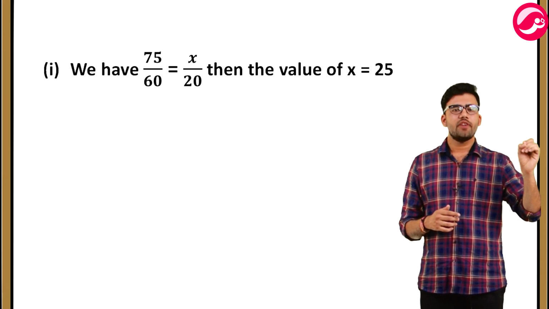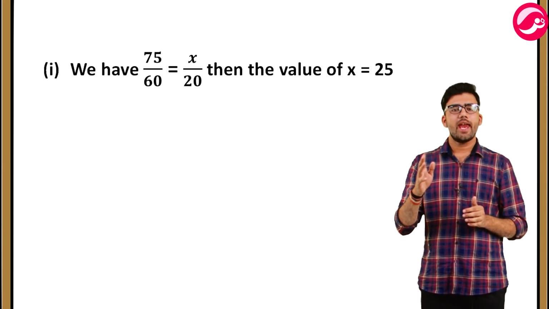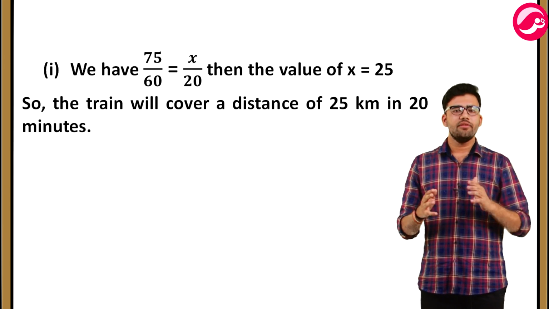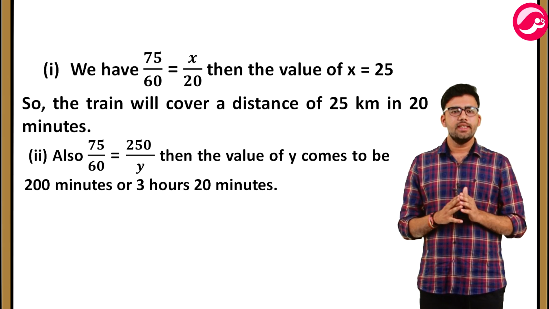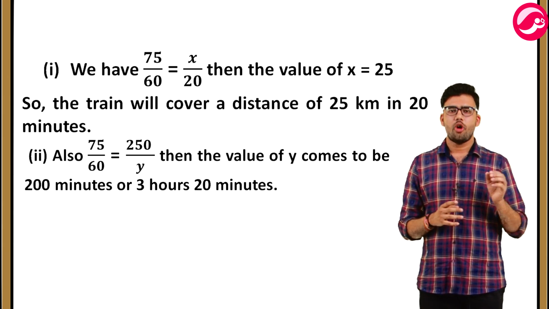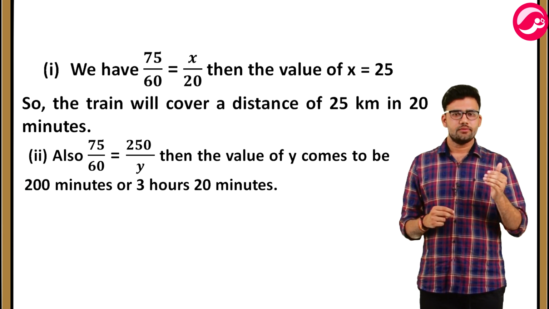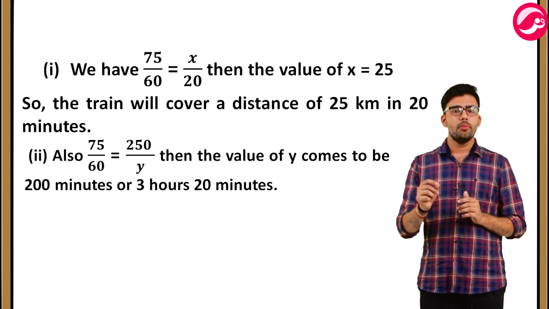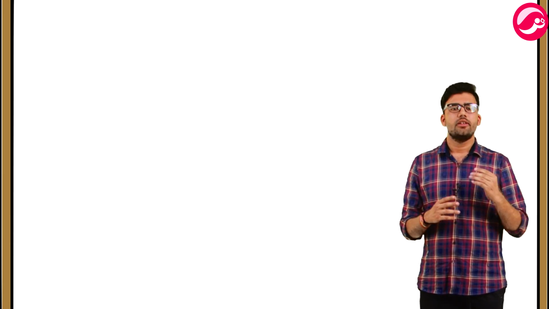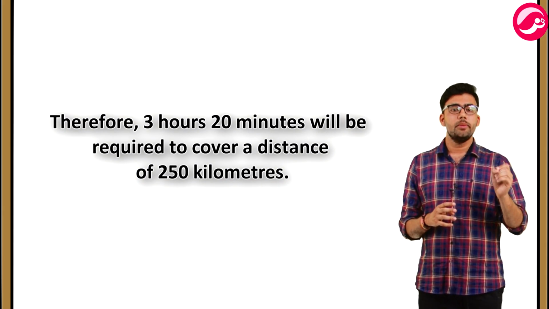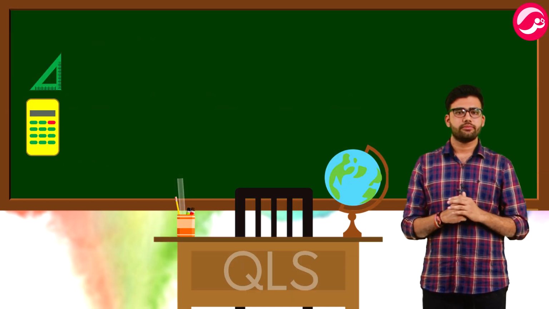Now we will see the solution of the first problem. We have 75 upon 60 is equal to x upon 20. Then the value of x is equal to 25. So the train will cover a distance of 25 kilometers in 20 minutes. Now we will see the solution of the second problem. Also, 75 upon 60 is equal to 250 upon y. Then the value of y comes to be 200 minutes, or we can say 3 hours 20 minutes. Therefore, 3 hours 20 minutes will be the required time to cover a distance of 250 kilometers.